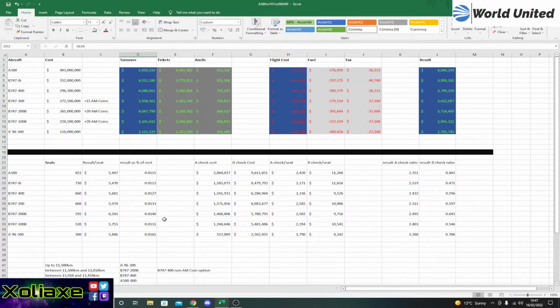As I said, I did a D-check on these to make sure they were all starting at the exact same point, put all 7 aircraft onto the route and left them running. And these are the A-check costs and the D-check costs that came out the other end.